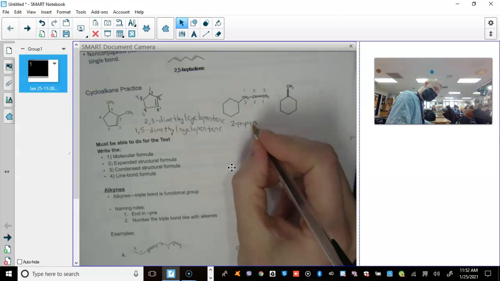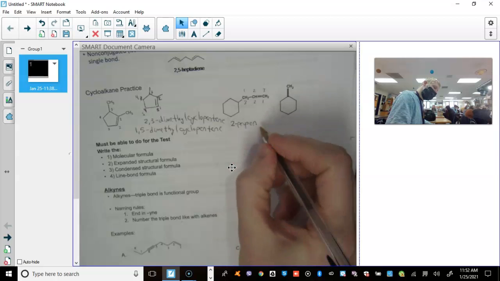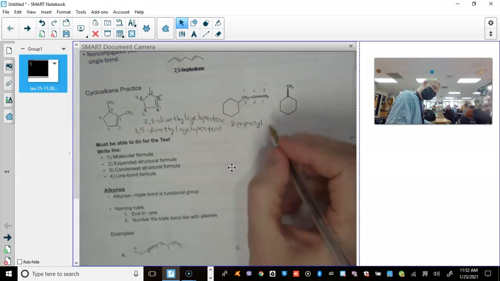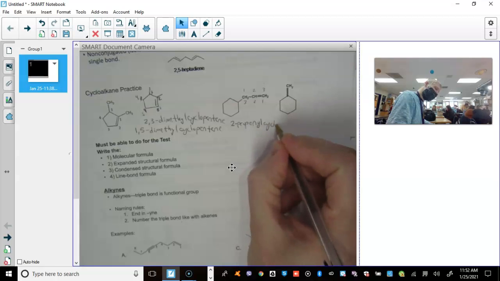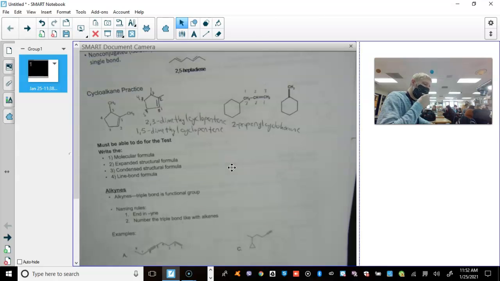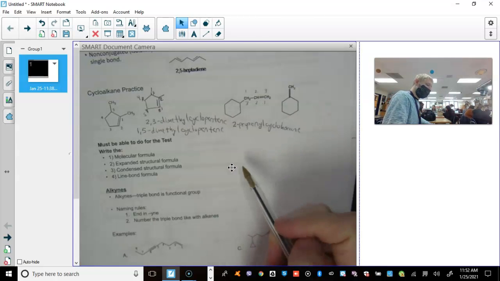And then, since this is like the side chain, it would be propenyl and then cyclohexane. I'm just showing this example because, does it get harder? Are there other situations? Yep. You're not going to be asked that on the IB test.